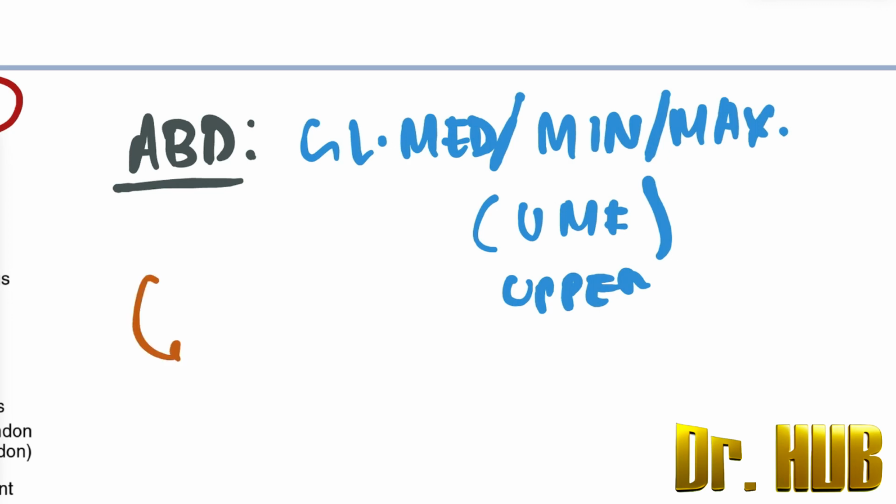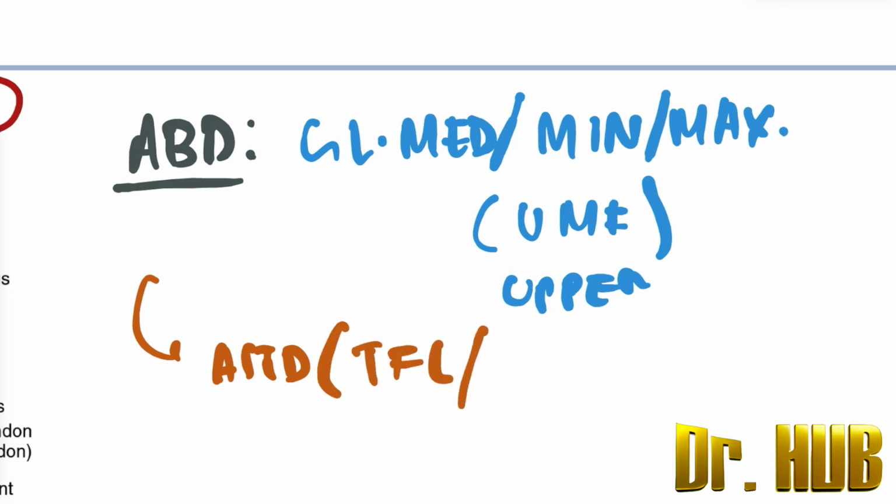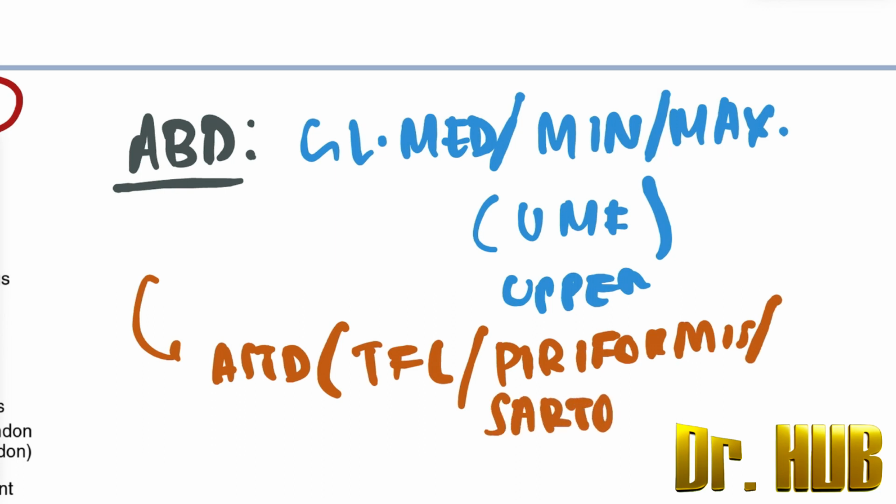It is assisted by the tensor fascia lata. Tensor fascia lata is nothing but the TFL, and then there is also the piriformis. So there is the TFL, there's piriformis, as well as the presence of the sartorius. All these are part of the abduction.